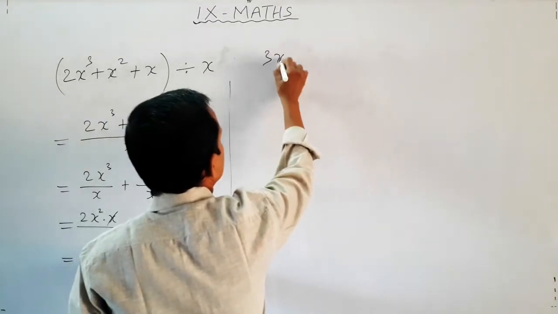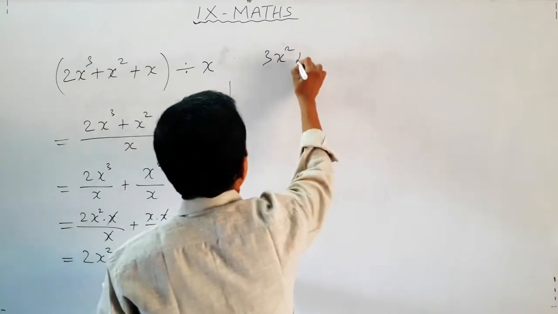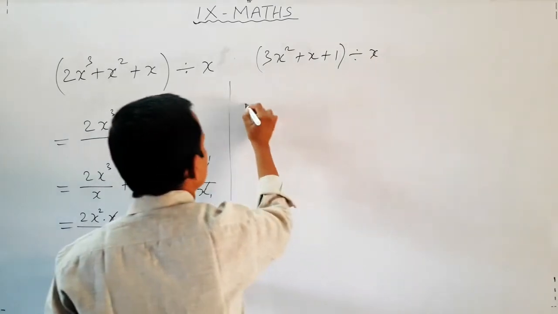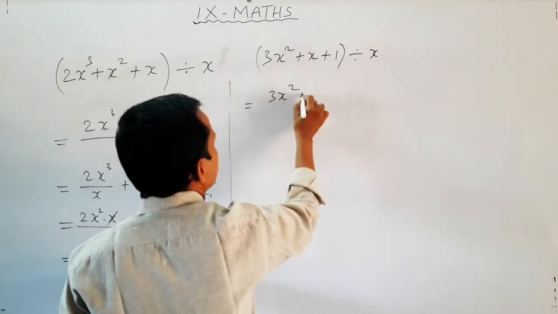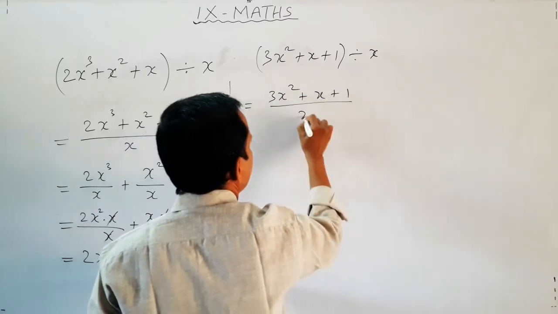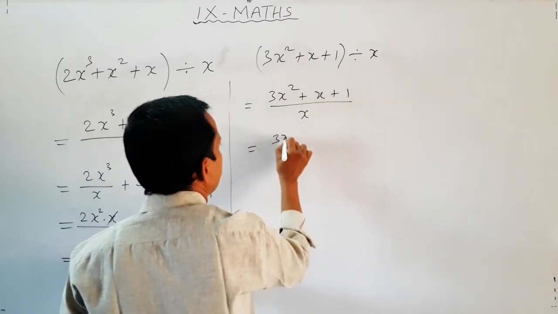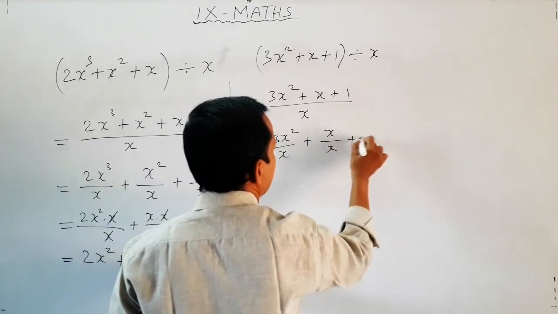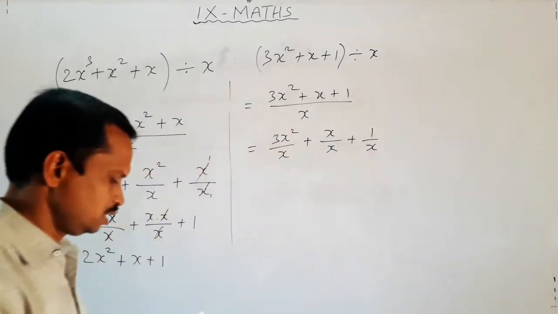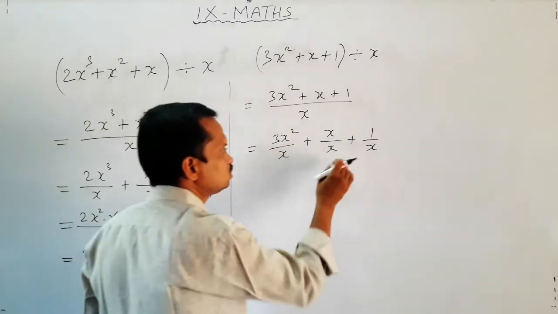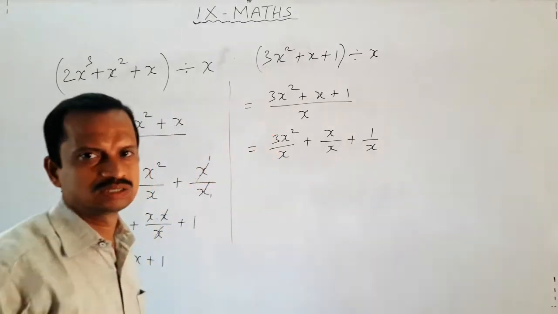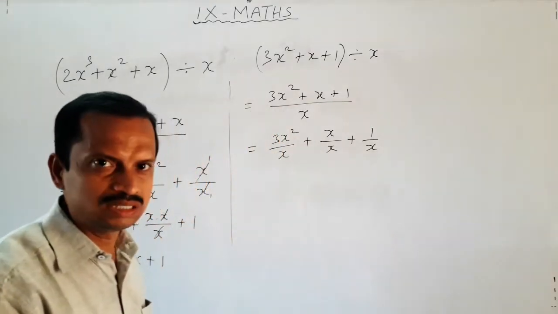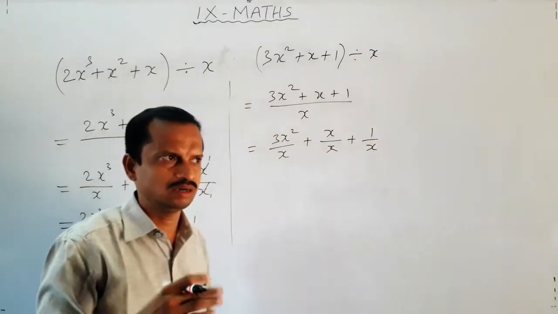Take 3x square plus x plus 1 and divide by a polynomial x. What happens? 3x square plus x plus 1 whole divided by x. So we get 3x square by x plus x by x plus 1 by x. You see, when we do like this, the last one is 1 by x. So 1 by x is not a polynomial because the variable is in the denominator. We cannot get another polynomial.